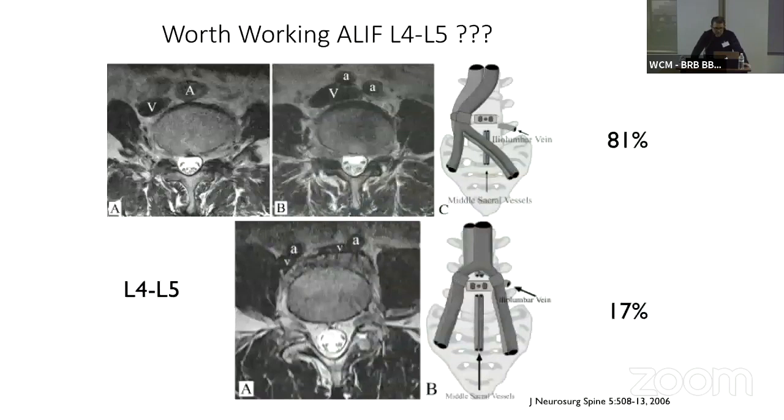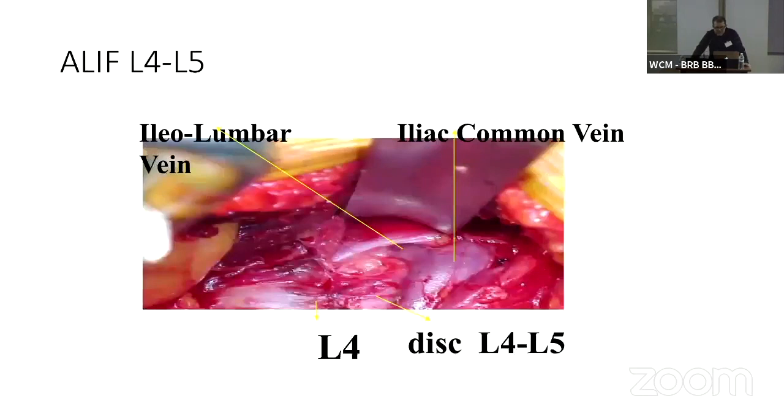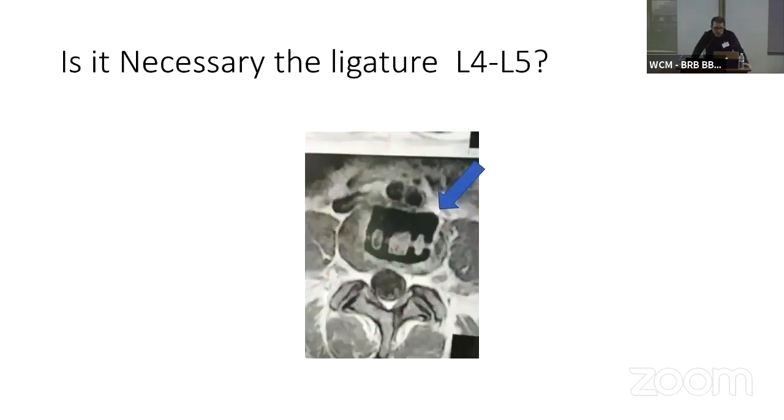Unfortunately, in L4-5, in only 70% of approaches can you work between the iliac veins. In 8% of cases, great retraction and ligation of the iliolumbar vein is necessary. For this reason, the question today is: is occlusion or ligation of the iliolumbar vein necessary in ALIF L4-5?